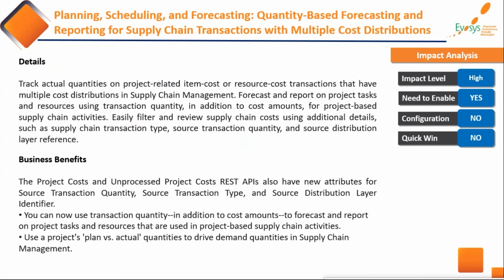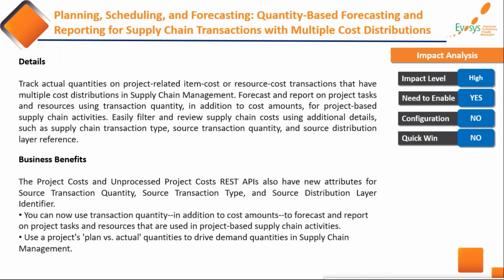Then the quantity based forecasting. This is very much useful for, I would say, EPC based companies who are looking for their estimate to complete and estimate at complete to be considering the quantity also and not only amount. Secondly, it is mainly used by the companies or clients who are using inventory driven supply chain.